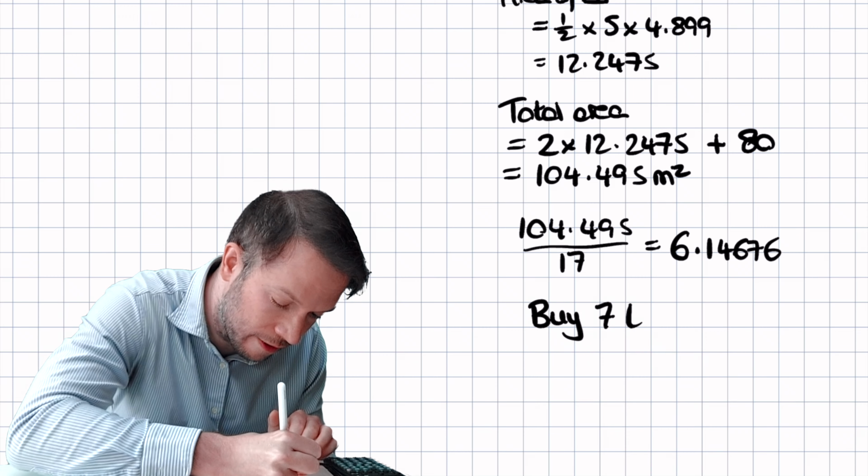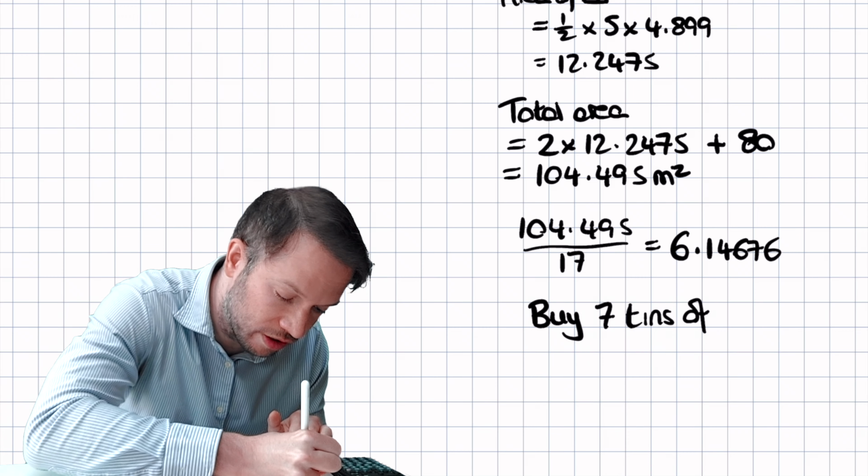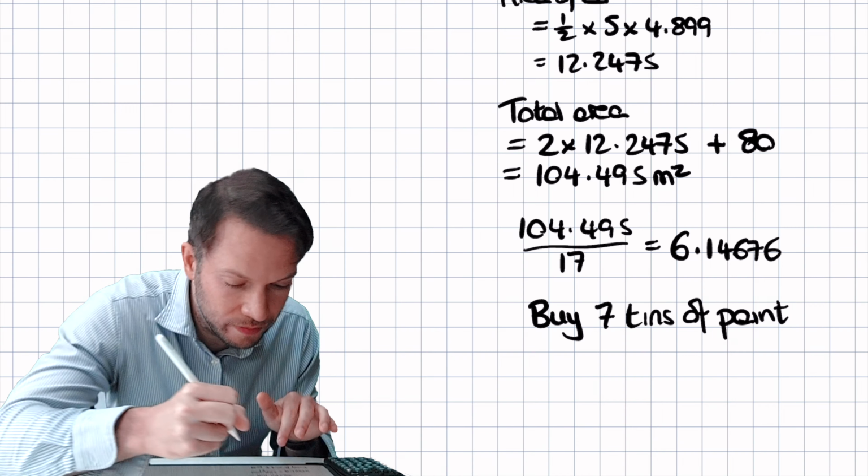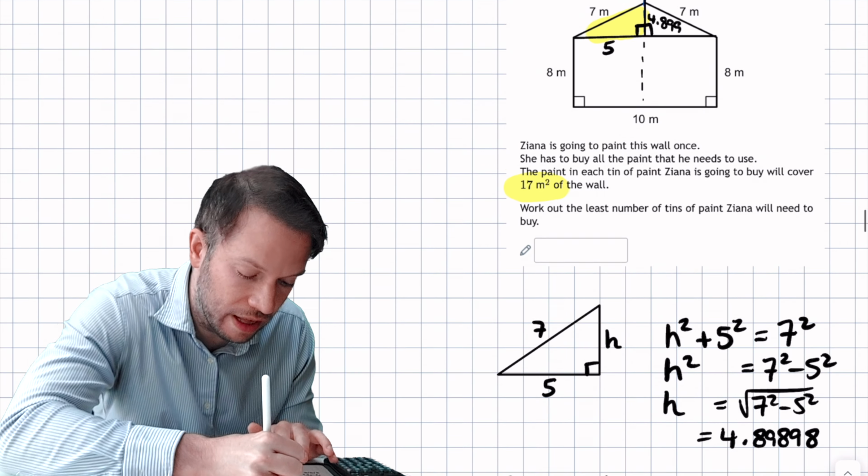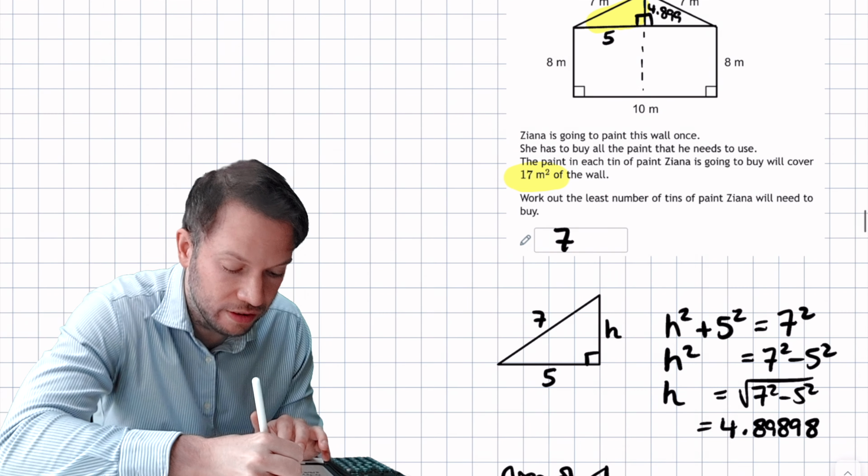Now, what does the question actually want us to do? It says work out the least number of tins of paint we need to buy, which we worked out was 7. And therefore, that is the final answer.